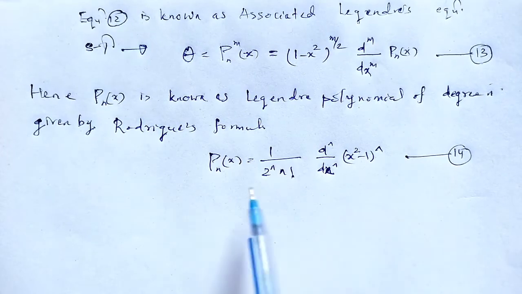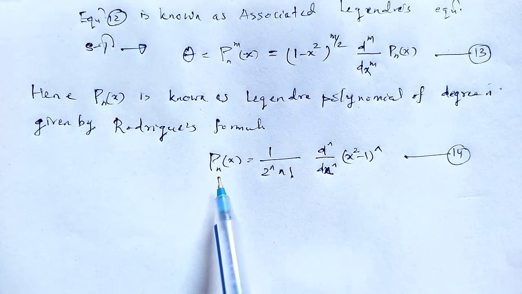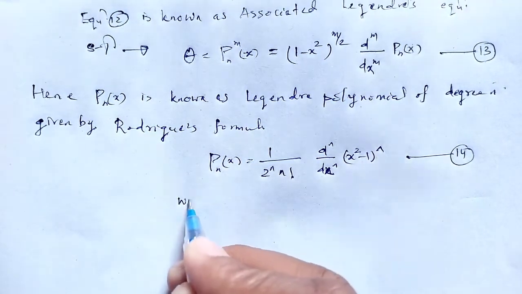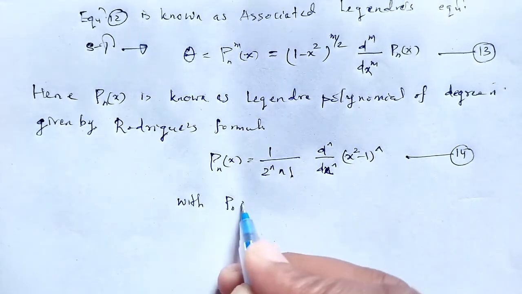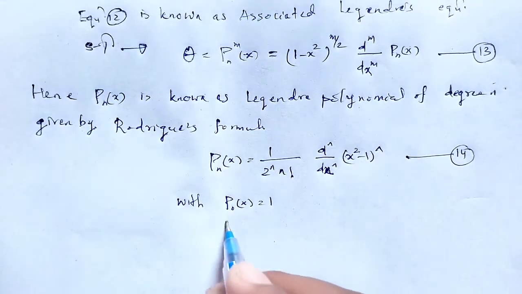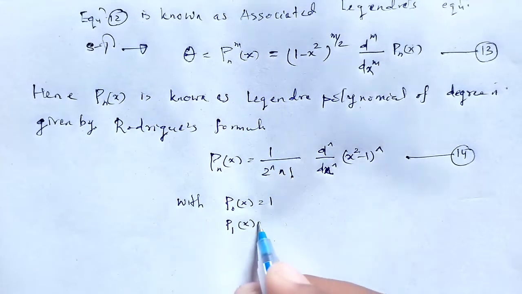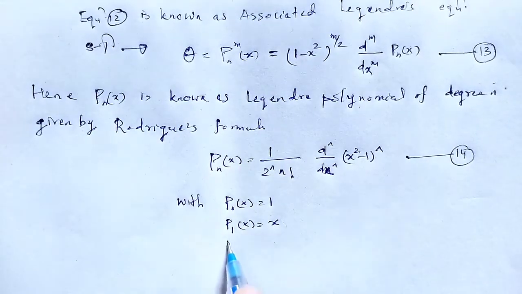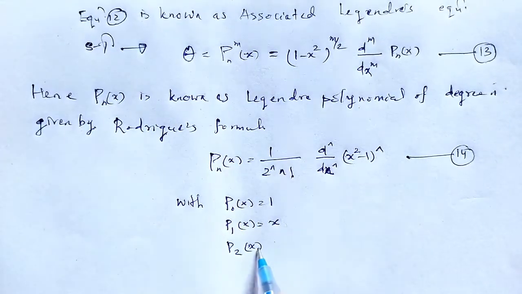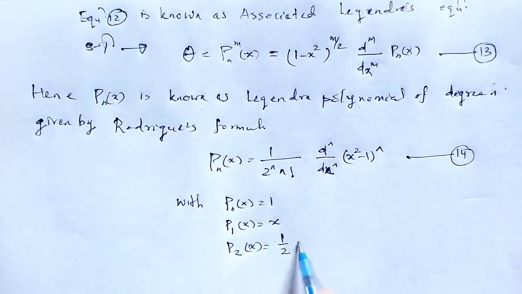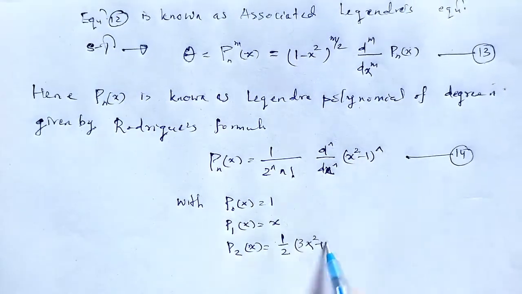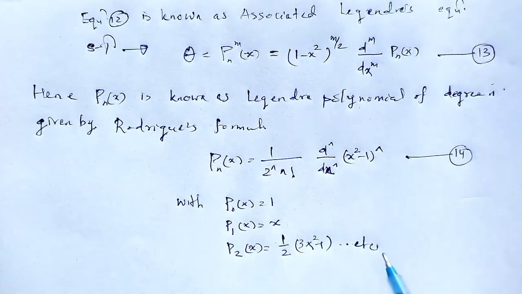By using the Rodriguez formula, we find the polynomials as P0(x) is equal to 1, P1(x) is equal to x, P2(x) is equal to half (3x square minus 1), etc.